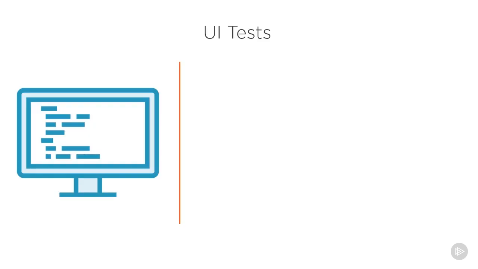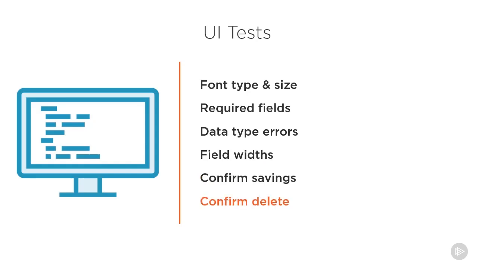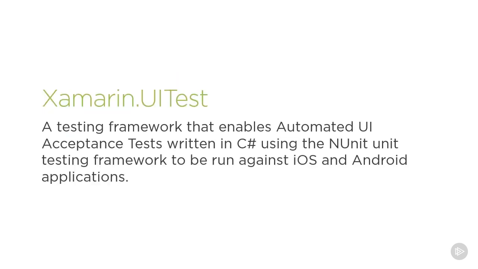When you're testing the graphical user interface, there are many test cases to take into consideration. The font type and size, making sure that the content on the screen fits. Checking that required fields have actually been input on a form. Data type errors, so ensure that the right type of data is given when you're looking for dates, ages, weight, or anything else. Make sure that field widths are set to properly contain the data that you're supposed to be able to see. Make sure that you confirm when saving or updating data. Make sure you have confirmations for when data is going to be deleted. Once these tests are built, you can run them automatically in the build and deploy cycle.